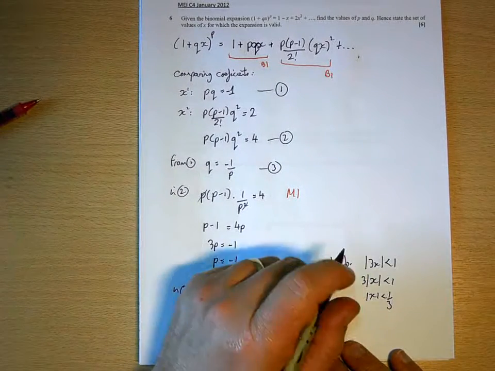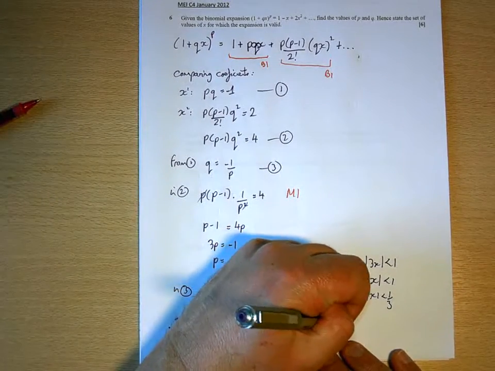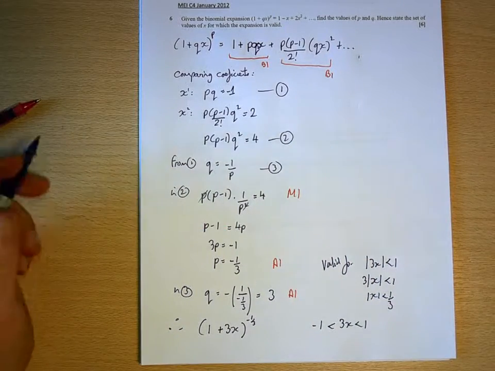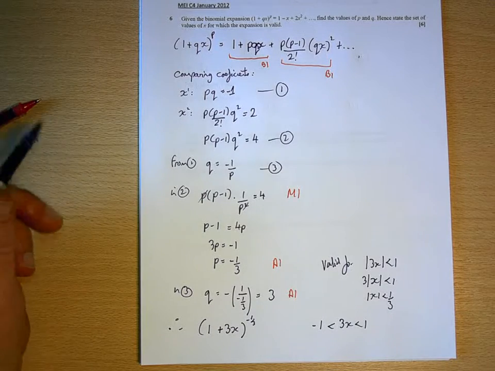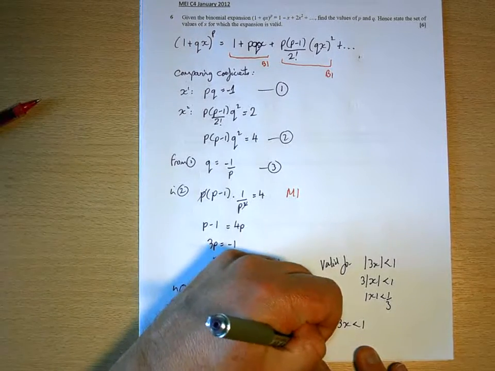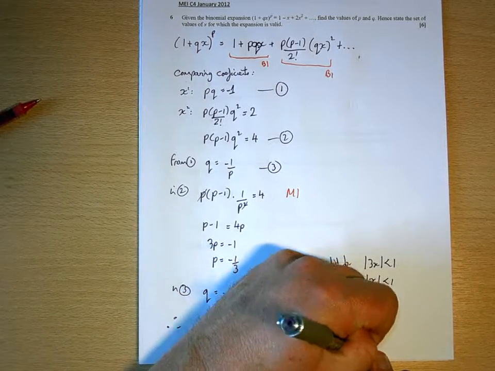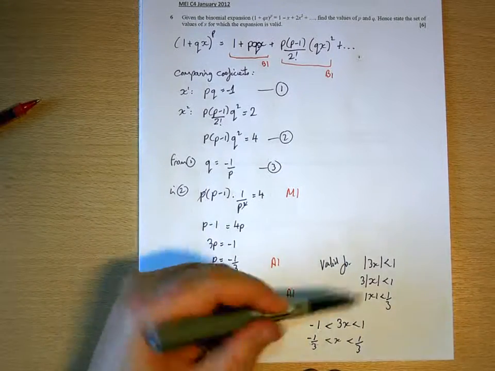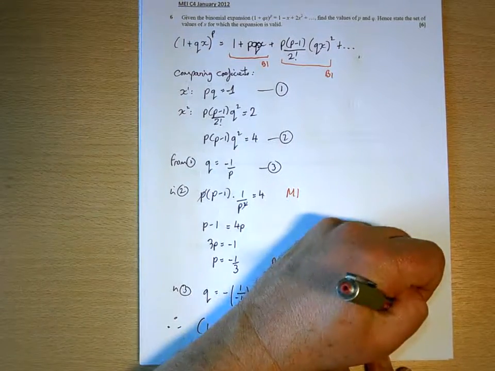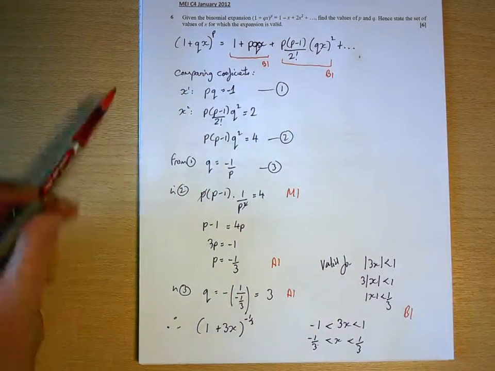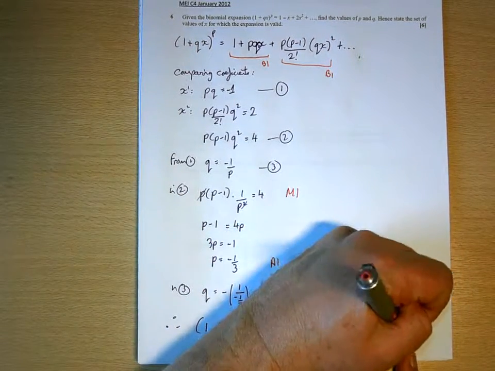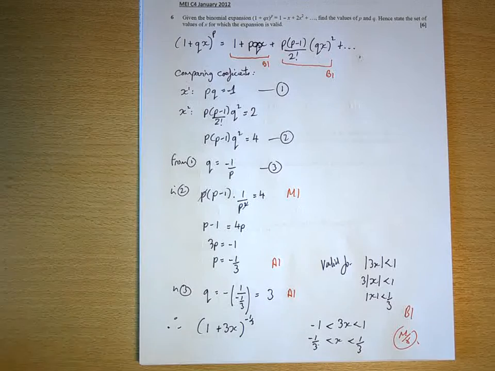or if you prefer not to use modulus, that means the same as that the 3x must take a value between minus 1 and 1. So if we divide by 3, we get that. So either of those is an acceptable answer, and there's an additional mark for that validity. So there should be 6 marks there. 1, 2, 3, 4, 5, 6. So there you go.